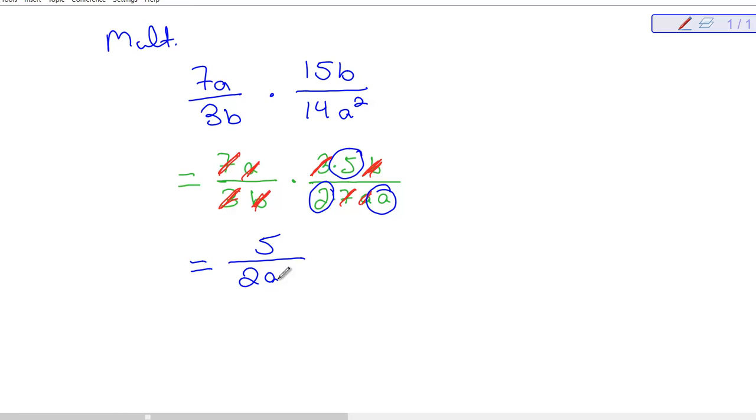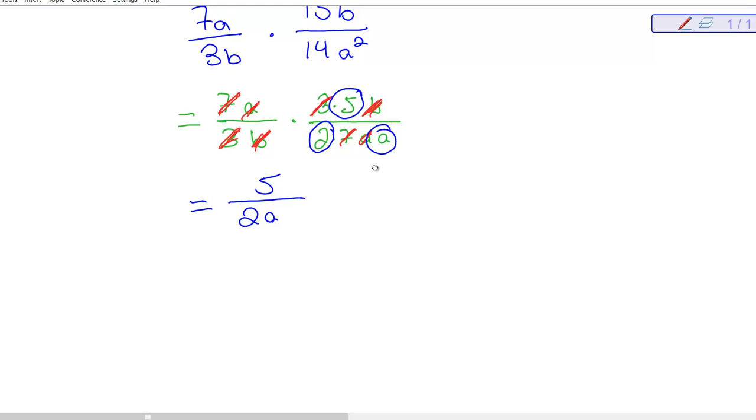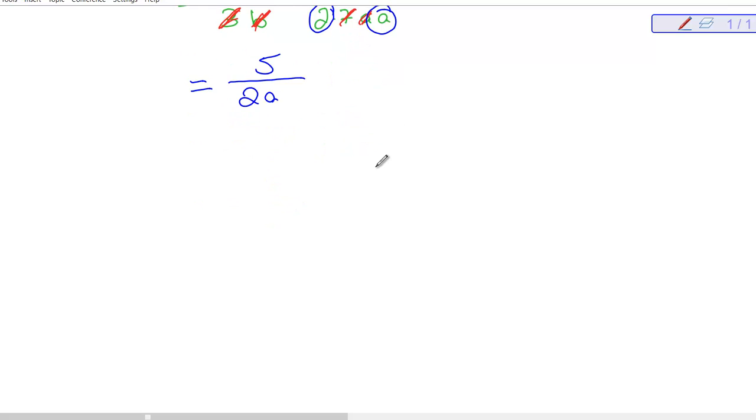So if you write it out in factored form first and cross out numerator to denominator, that will help you see exactly what you have and where you have it left, whether it's in the numerator or the denominator. Let's look at another example.